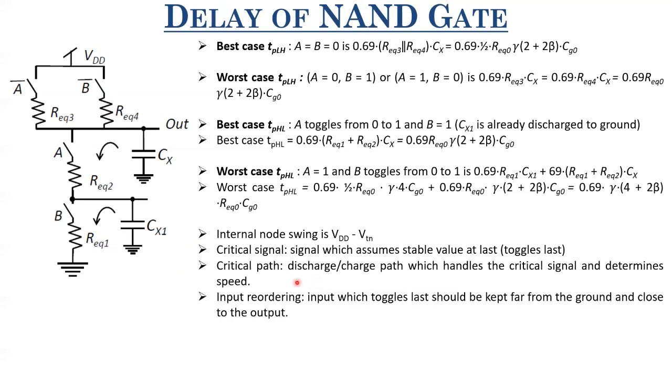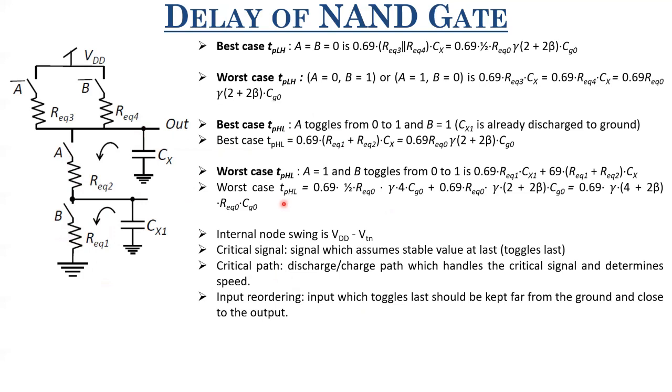So what people generally do is something called input reordering. This says the input which toggles last should be kept far from ground and as close to Vout as possible. Why so? Here you see these two cases. If A was toggling from 0 to 1 and B was equal to 1, it represents the best case TPHL, right? Here the input which is toggling last is kept close to Vout, and hence it gave you best case TPHL. Whereas in worst case TPHL, A was equal to 1 and B was toggling from 0 to 1. So if the input which is toggling last, which is the critical signal, is placed far from Vout, closer to the ground, then you see it results in worst case TPHL.